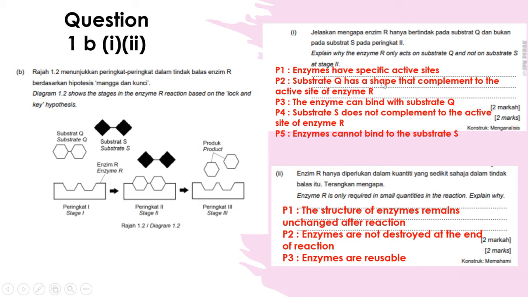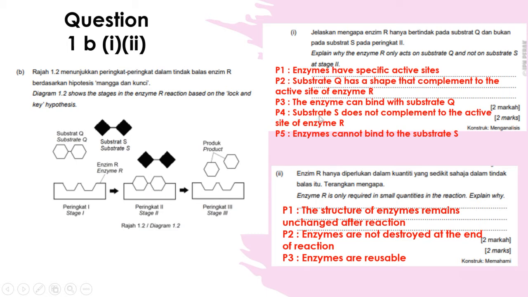Substrate Q has a shape that complements the active site of enzyme R. Okay, second mark. Then point number 3, the enzyme R can bind with substrate Q.